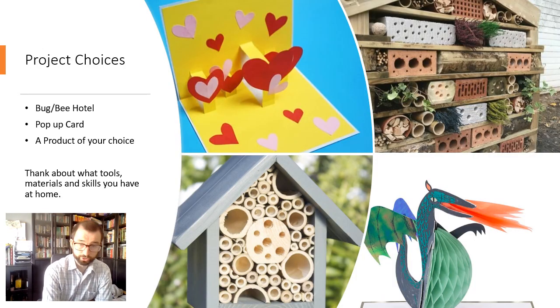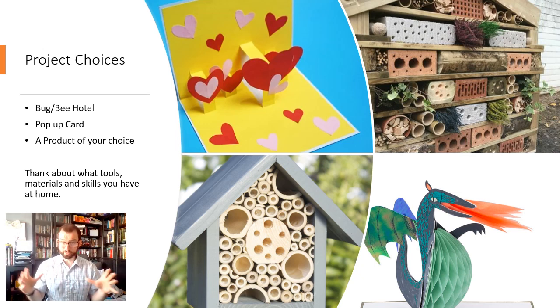So our project choices, we've got a range here. So we've got a bug and bee hotel. There's a couple of pictures there on the PowerPoint, and how that can be made. It can be made using a variety of different materials. You can see some of the ones shown here are made using sort of garden canes and some sort of boxes. Now, obviously, if you've got wood and you've got saws and access to some sort of tools at home, this might be the project for you.